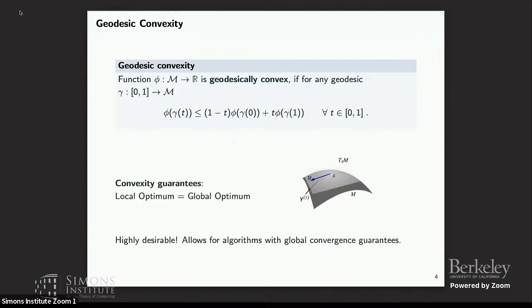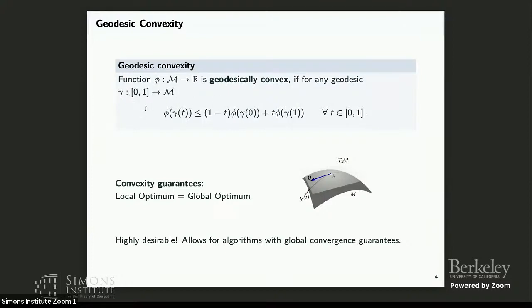And before we talk about such methods, I just want to briefly recall geodesic convexity. I know we've heard a lot of that already earlier, but I just want to define it. So if we have a function defined on a Riemannian manifold M, then we say that it is geodesically convex if it fulfills essentially the same usual convexity condition that we use in Euclidean space, but now with respect to a geodesic on that manifold.